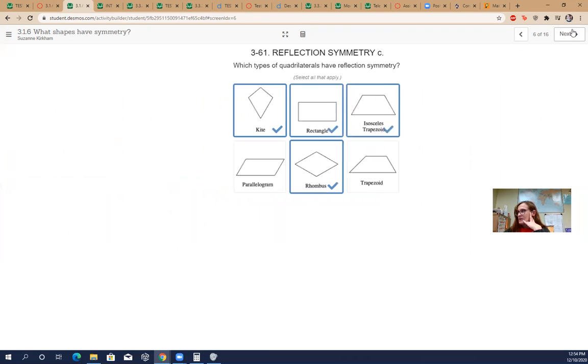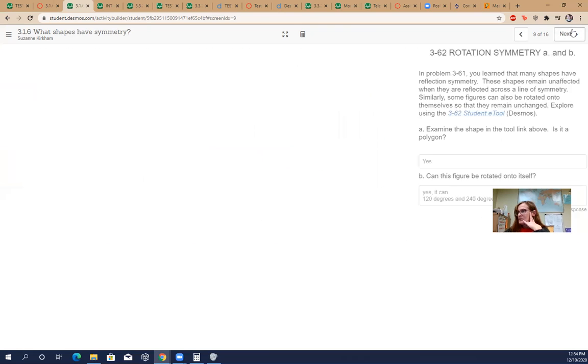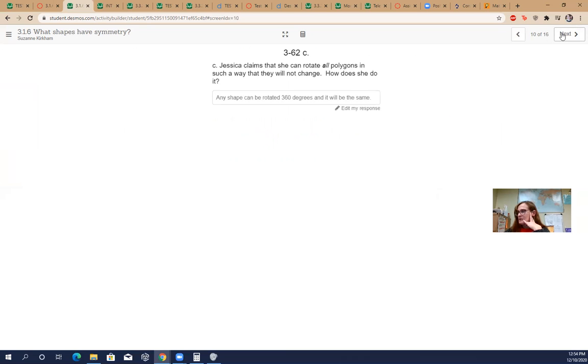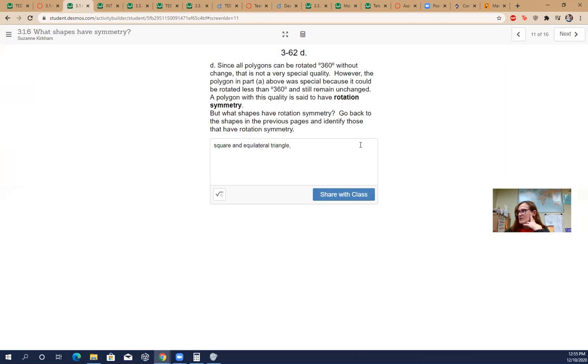Okay, so let's go back to page, where were we at? This page, page 11. Okay, page 11. So a square and an equilateral triangle.